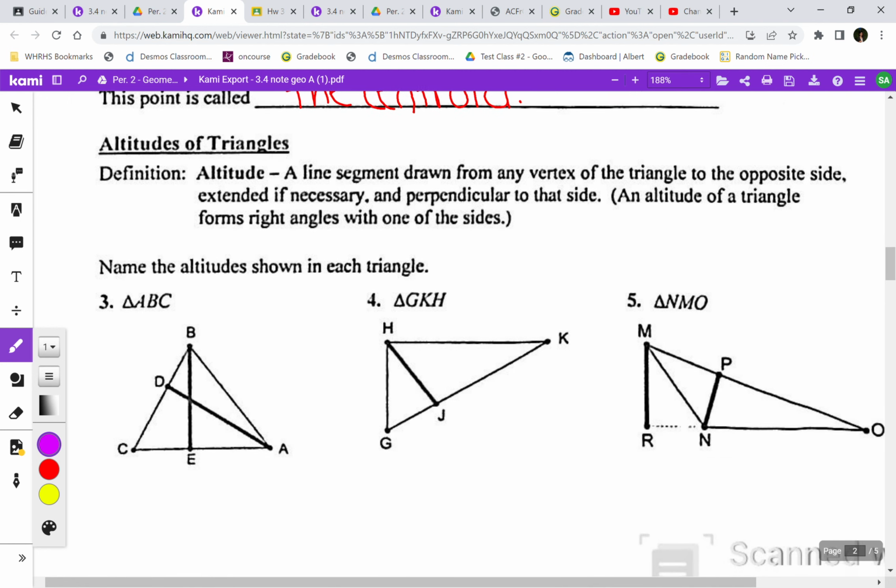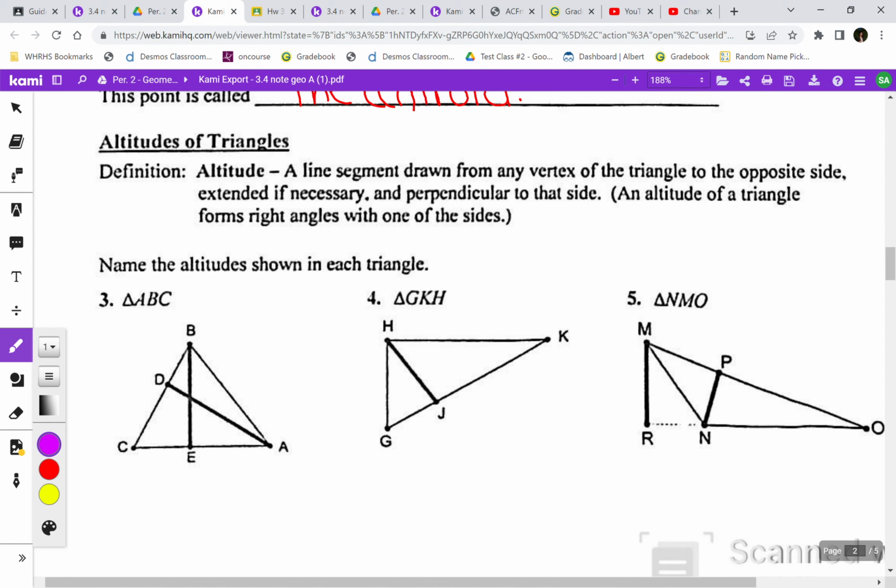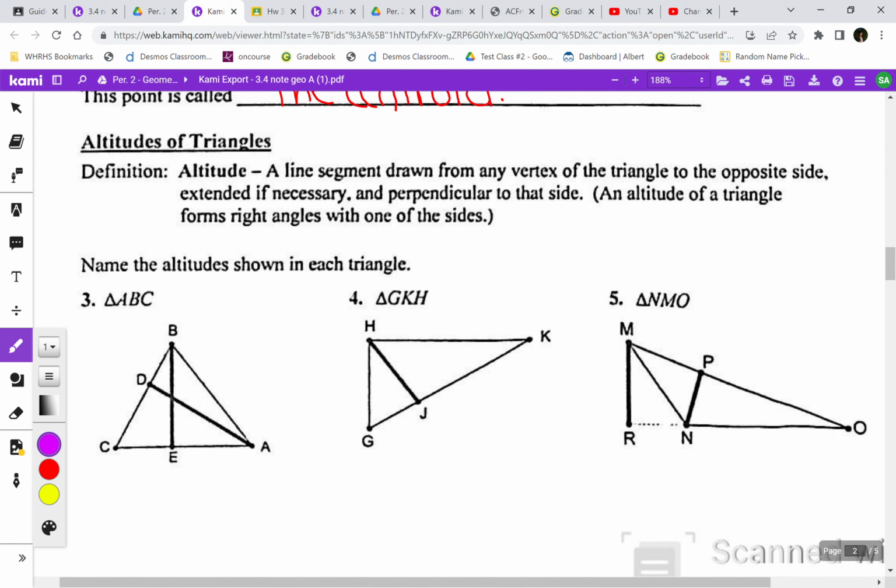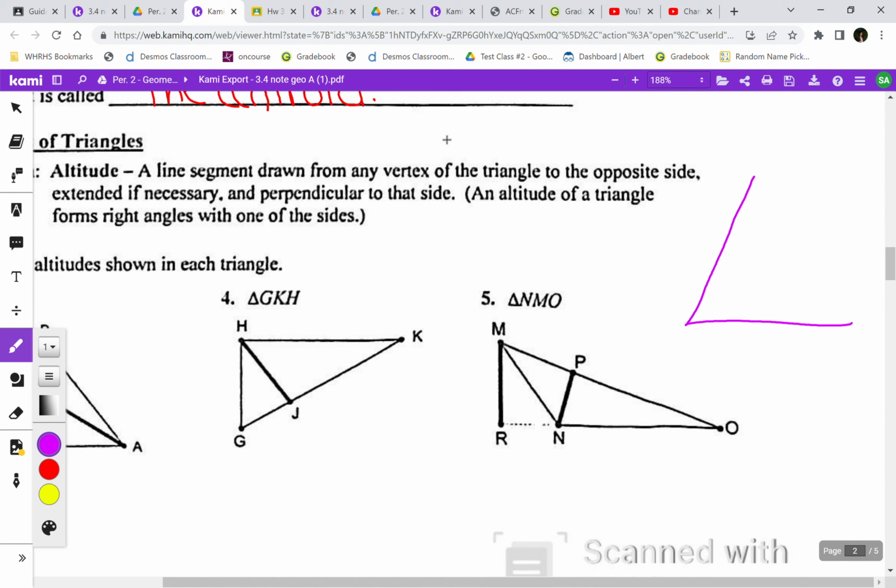All right, next definition, an altitude. So similar to a median, an altitude must start at a vertex, but its function is completely different. So a median splits the opposite segment into 2 congruent parts. An altitude makes right angles with the opposite segment. So an altitude, similar to a median, has to start at a vertex, but then goes to the opposite side and makes right angles. It does not split the segment into 2 equal segments. It just makes right angles. So an altitude is very similar to what?